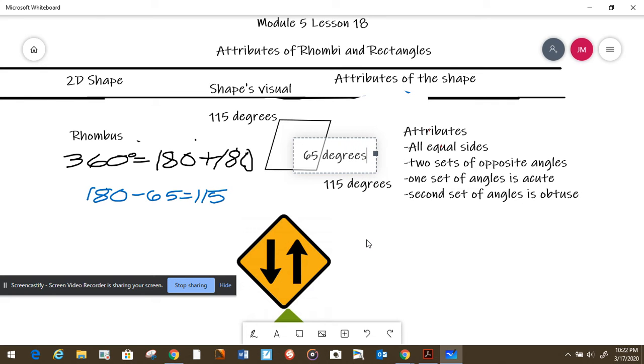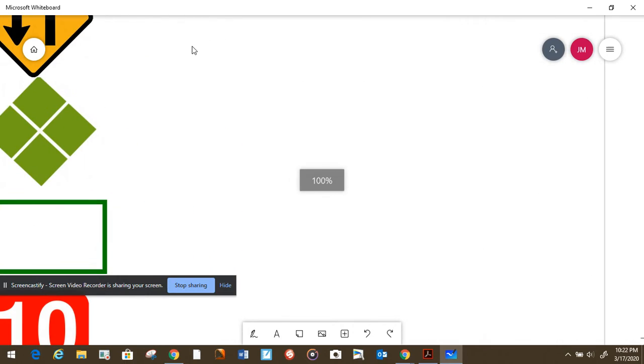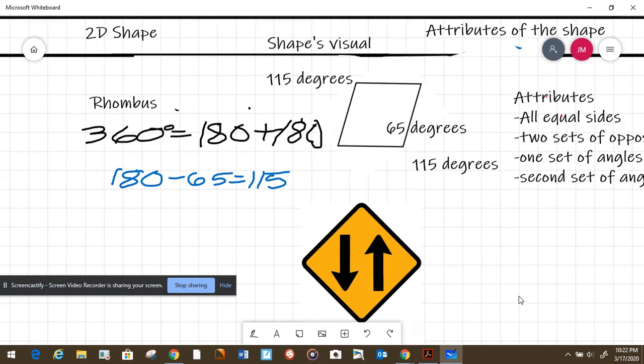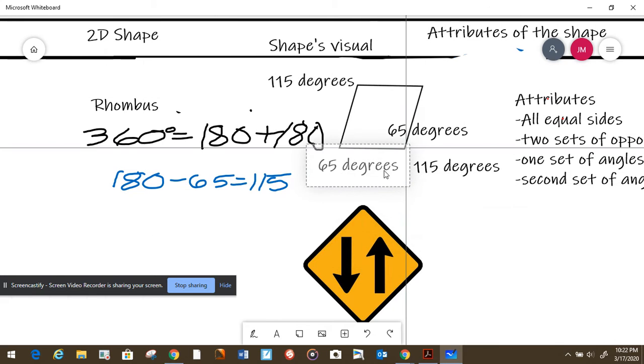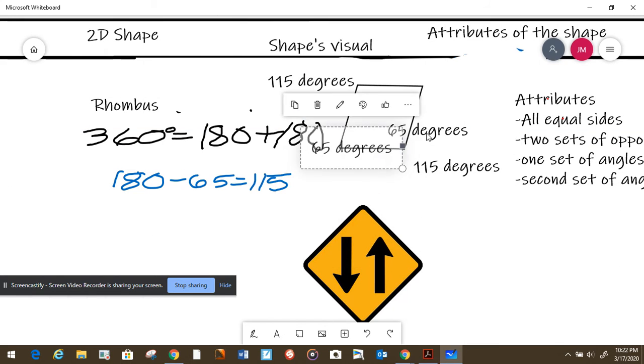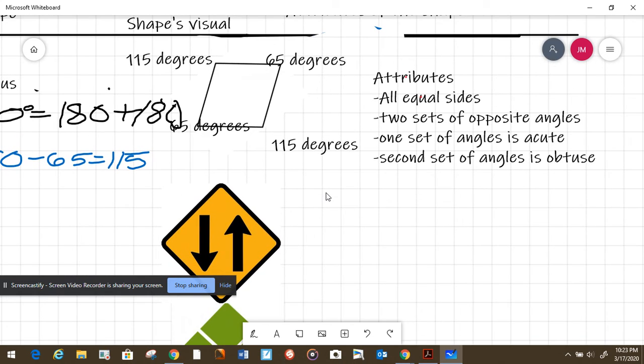And the other one is going to be 65 degrees. Okay, let me get back to my page here. All right. So let me place this right here. So these opposite angles that are acute, they will be 65 and 65. Okay. So now that helps us understand what a rhombus is.